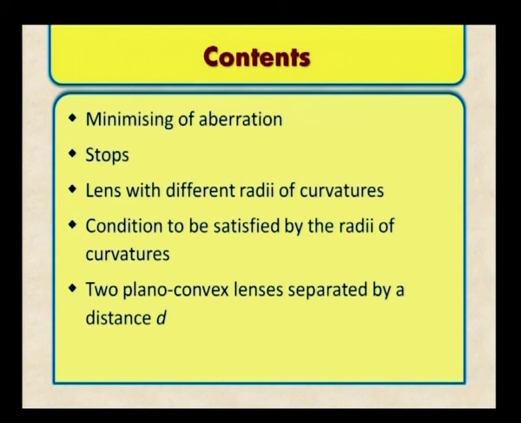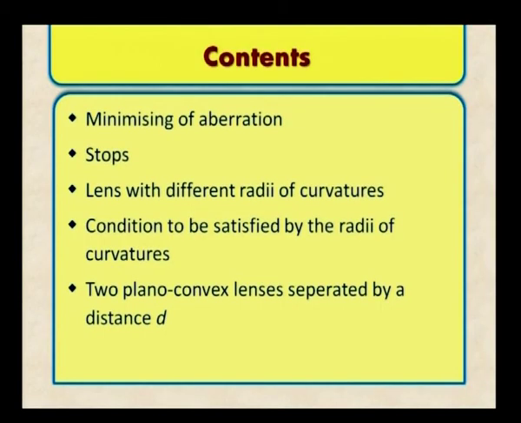Both mirrors and lenses lead to defects, and the defects are primarily due to the aperture, as I told you, and the contents of lecture number 4 are as follows. We have been talking about spherical aberration in lenses, and in this lecture we will try to see how the aberration produced by spherical lenses can be minimized. And so, we start with minimizing aberration using stops, and again lens with different radii of curvatures.